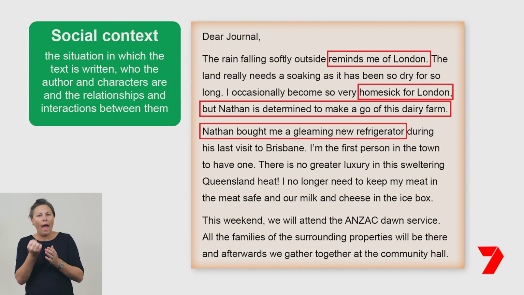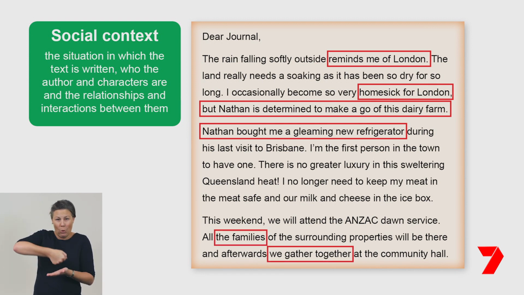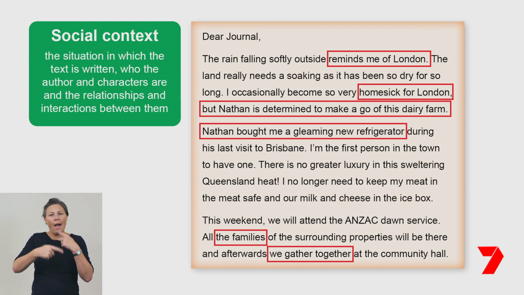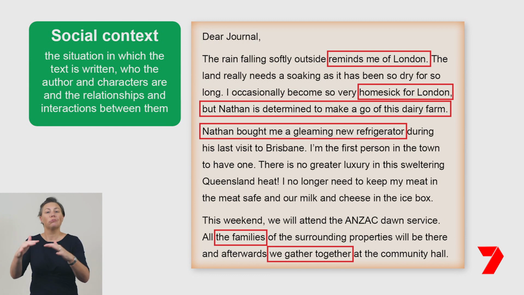There are also references to other groups in the text. Can you find them? That's right. Look at the last few lines. The text here says that all families of the surrounding properties will gather at the community hall. This conveys the social context that the author interacts with other members of the community.